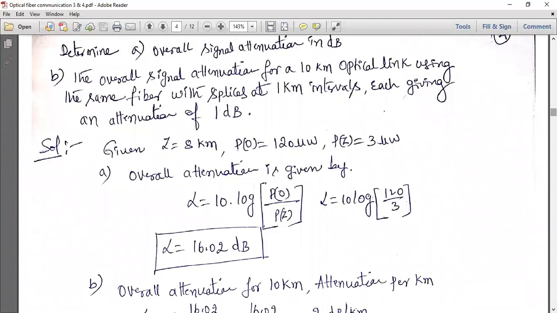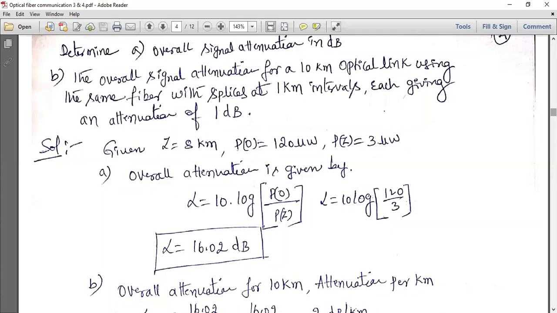It is not divided by Z because he has asked you to find only the overall signal attenuation, that is in terms of dB. He has not asked to find dB per kilometer. When he has asked to find dB per kilometer, you have to use 10 divided by Z. That is not there. So this gives alpha dB. After 8 kilometer, the attenuation is 16.0 dB. So if you want per kilometer, divide by 8, then you will get per kilometer.